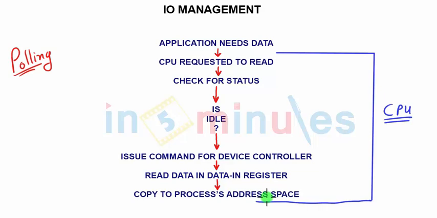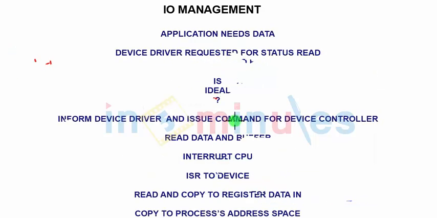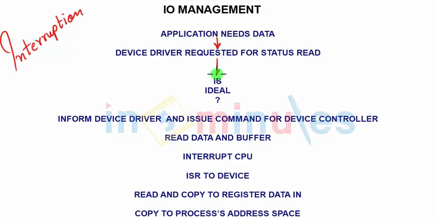Compared to polling, we can also shift to the other technique, which is interruption. In interruption, we have a slightly different way. In this, when the application needs data, it would not communicate with the CPU directly. In fact, the application would directly communicate with the device driver. The device driver would check the status register and see whether it is idle or not. If it is idle, well and good, we'll go to the next thing.